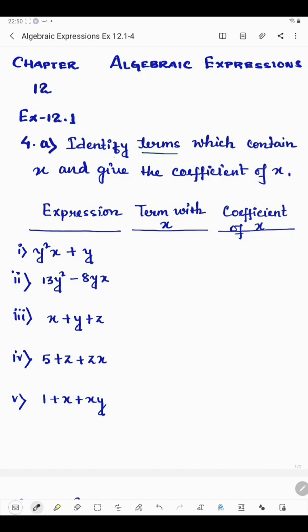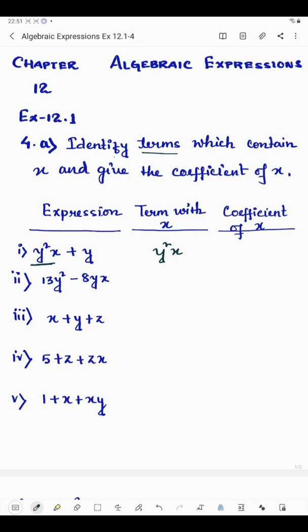So in the first expression we have y square x plus y. From this expression we will have to identify the term which contains x. See here, in the first term y square x is present. So we will take y square x here. We won't be considering y because in this term x is not present, and we will have to identify the term in which x is there.